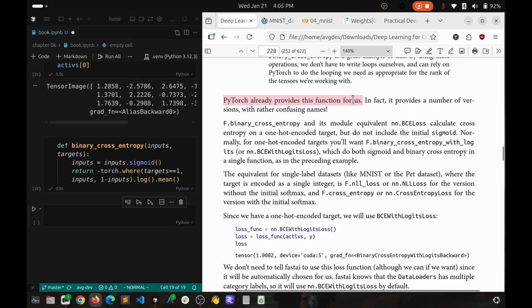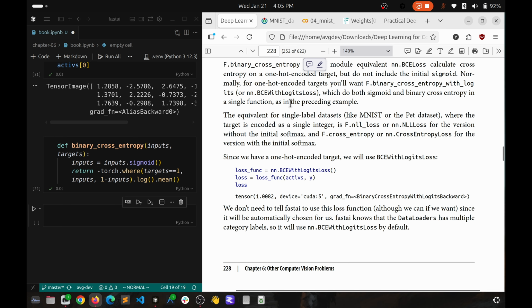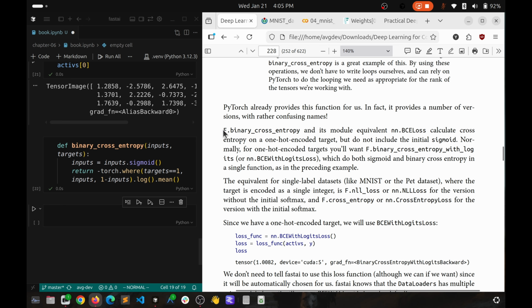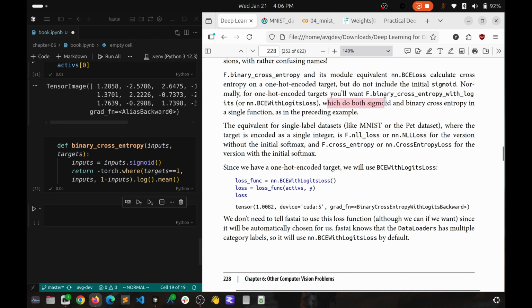PyTorch already provides this function for us. In fact, it provides a number of versions with rather confusing names. F.binary_cross_entropy and its module equivalent nn.BCELoss calculate cross entropy on a one-hot encoded target, but do not include the initial sigmoid. Normally, for one-hot encoded targets, you'll want F.binary_cross_entropy_with_logits, which does both sigmoid and binary cross entropy in a single function, as in the preceding example.